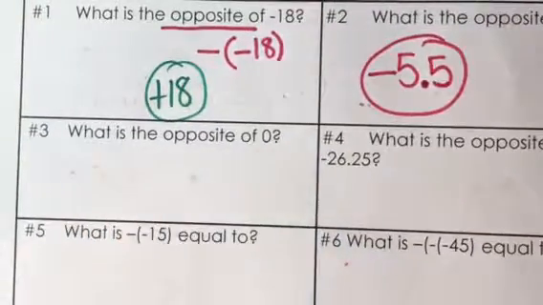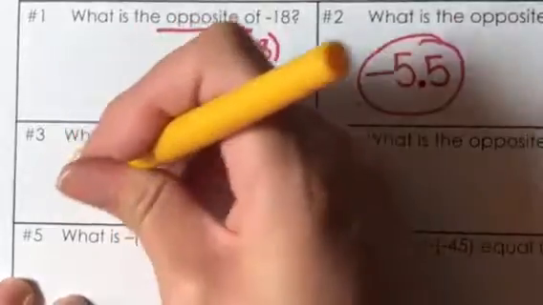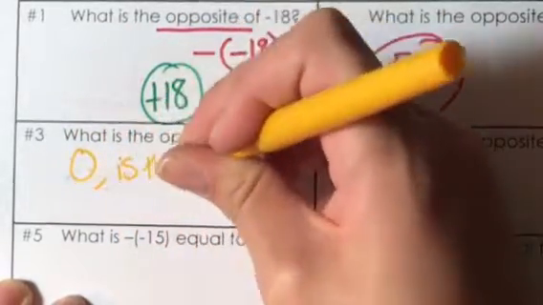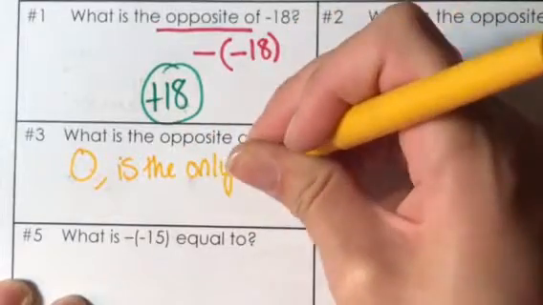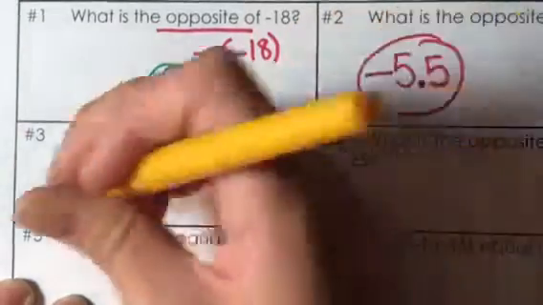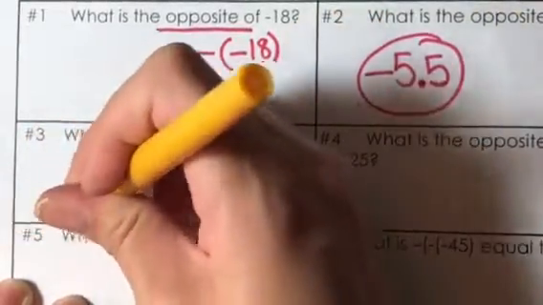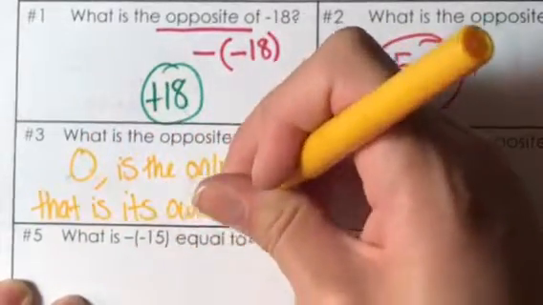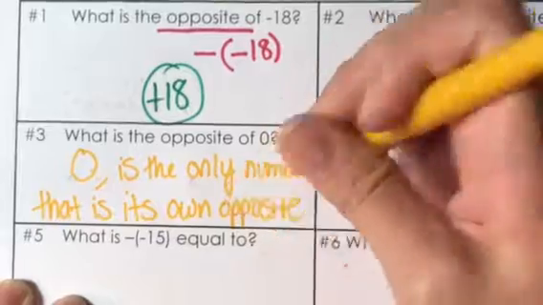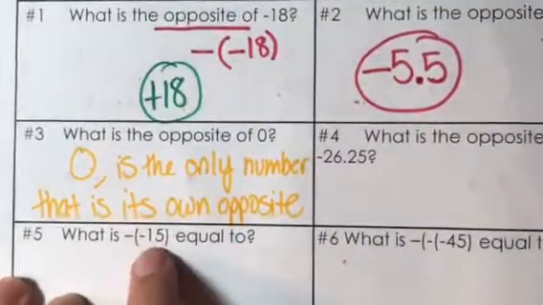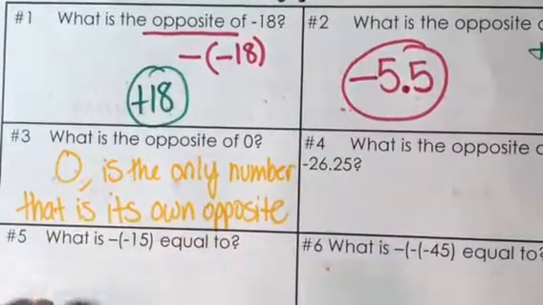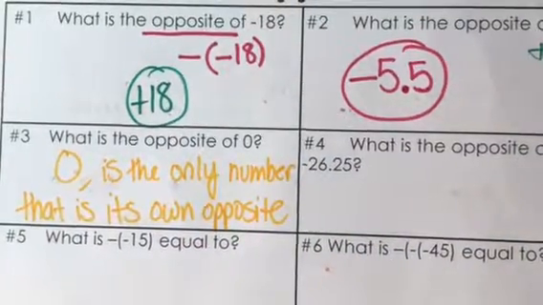What is the opposite of 0? Ooh, we already just talked about this. The opposite of 0 is 0. It's the only number that is its own opposite. If I ask what's the opposite of 0? 0. It's the only one where that rule works. That's why I wrote it in yellow, so I want it to be different.